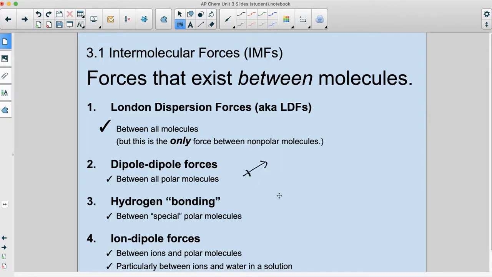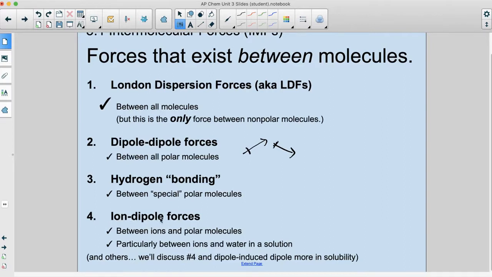If you have a molecule with a dipole like this, it can be attracted to another molecule that has a similar dipole and attract the molecules together. Now, hydrogen bonding is between special polar molecules. This last force, ion-dipole forces, is between ions and polar molecules, particularly in solutions, especially with water and ions. We'll discuss this more when we get to solutions, as well as dipole-induced dipole interactions when we get to solubility. As a side note, these 1, 2, and 3 are considered IMFs.